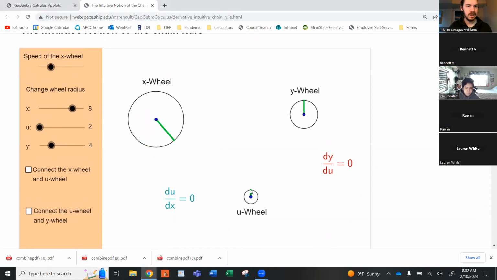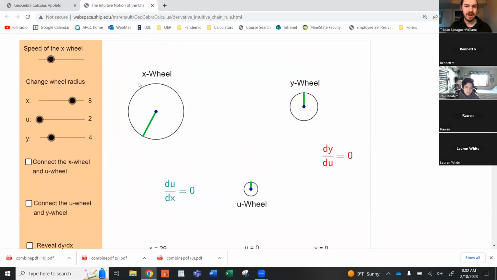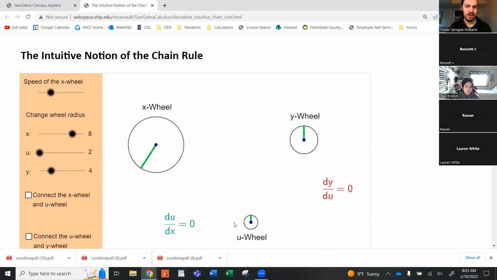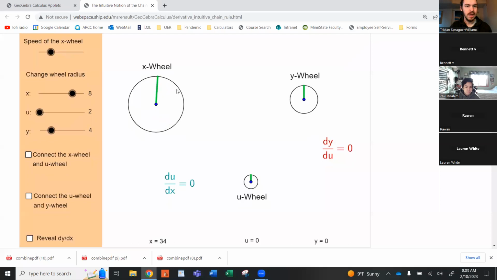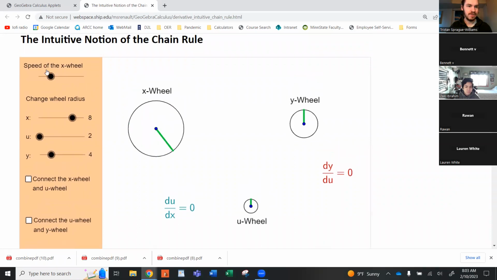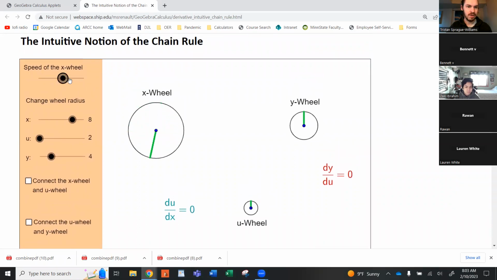Here we have three variables, x, u, and y. So what we're going to be talking about is composition of functions. Remember when we introduced that u variable in between? So we have an x, u, and a y variable represented by wheels here. The x is changing at a certain rate, and we can make it go faster, or slower, or whatever. We can adjust the speed of the x wheel up here, okay?